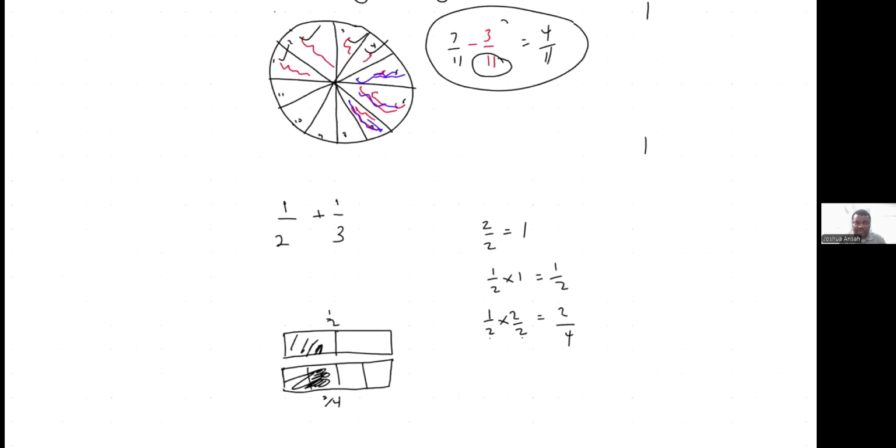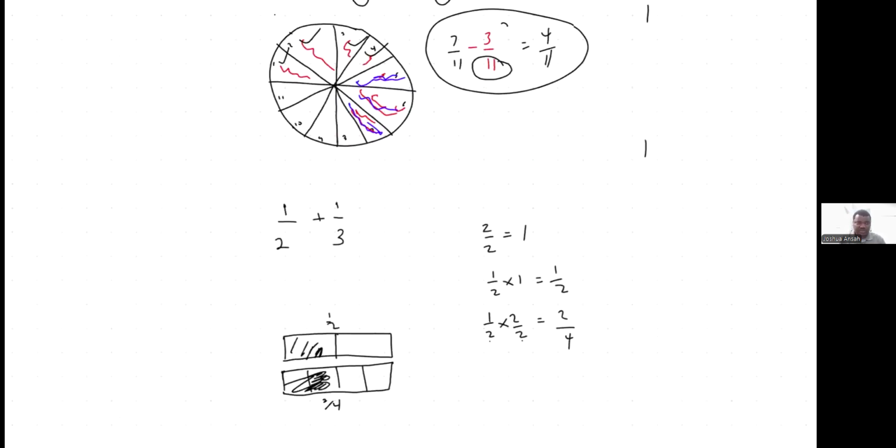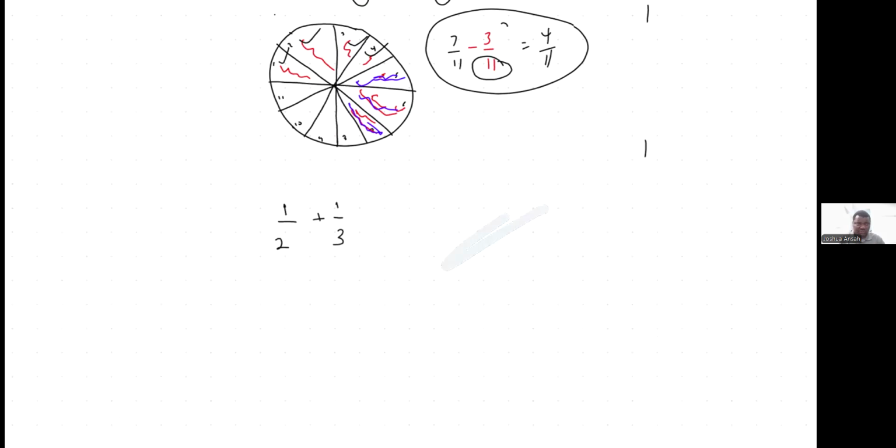So let me erase this to have space to work on this. This is just something to help you understand the concept of what I'm trying to do. So I'm going to have 1 out of 2 plus 2 out of 3. I wouldn't use that; this wouldn't work. That was just an illustration for you. What I want to do here is have the same denominators.